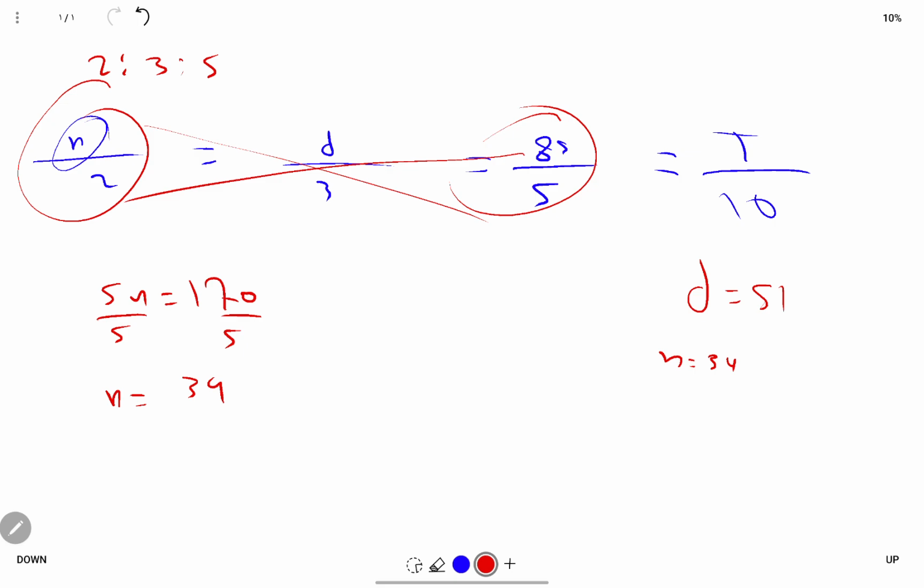So the question: how many more dimes are there in the jar than nickels? So we need to write D minus N, 51 minus 34 is equal to 17. So 17 is the final answer.